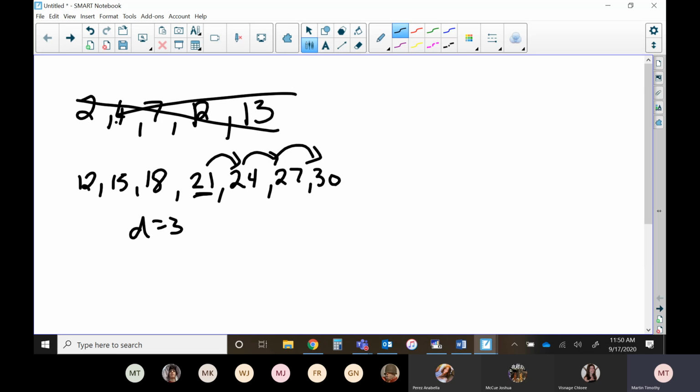This one? No, it's not. There's no pattern in that one. But be careful with patterns, because it doesn't always have to look like this. That doesn't look like there's a pattern, but what's the pattern?